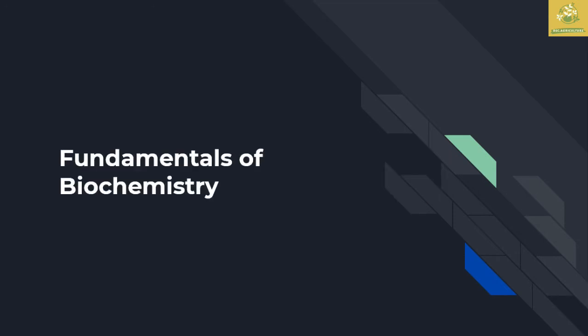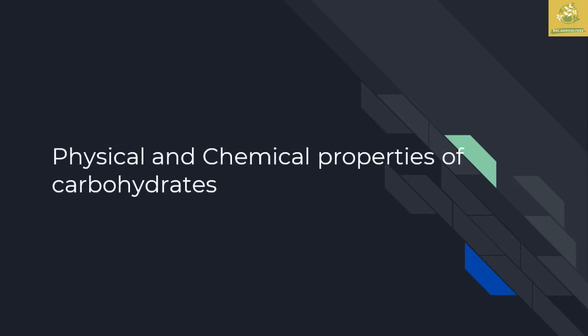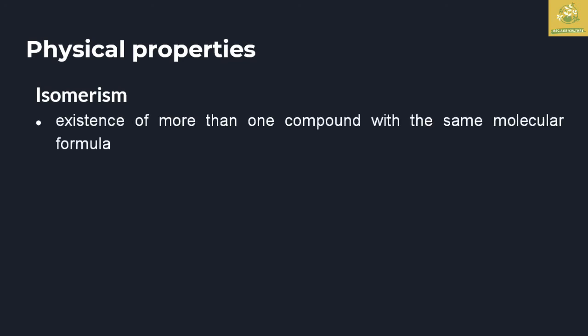In this video we are going to see about fundamentals of biochemistry. I am going to cover unit 1, and the lecture topic is physical and chemical properties of carbohydrates. The first physical property I am going to explain is isomerism. Isomerism is when more than one compound has the same molecular formula.